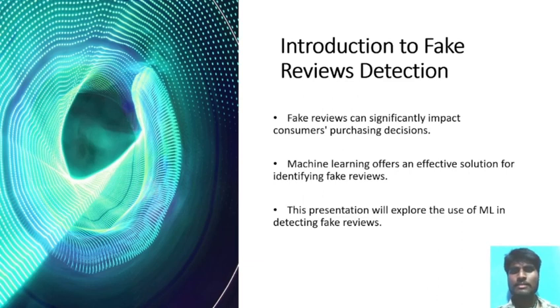Introduction to fake review detection. Fake reviews can specifically impact consumers' purchasing decisions whenever consumers see a review. For example, if you want to buy a product, you will be redirected to an official website where you can get the product. There you will see how many people bought the product and how many people gave reviews, both positive and negative. Then you decide whether it is better to purchase that product or not. If the review is given manually, our decision will be right. Otherwise, we will be misguided.